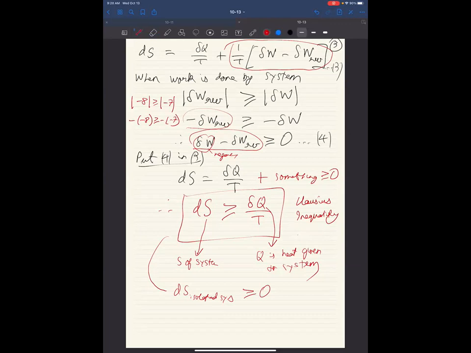Strictly, I should not put an equal sign. An equal sign means that basically the reverse is also spontaneous, right? B going to A is also spontaneous. dS of an isolated system is greater than or equal to 0 for a spontaneous process. So it's equivalent to this, but this one is very useful.